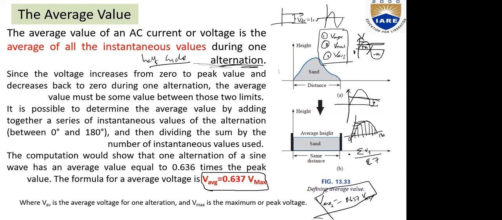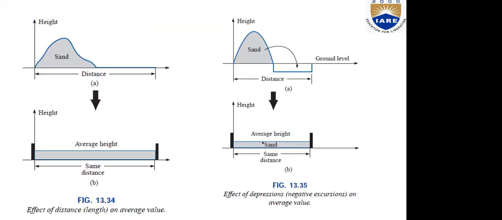So this is about the average value for an alternating quantity. Similarly, we have one more. We can explain this in terms of this example. Can we calculate the average value for a non-sinusoidal waveform? Yes, we can do it, right? So we can do the same calculation even for non-sinusoidal waveforms.